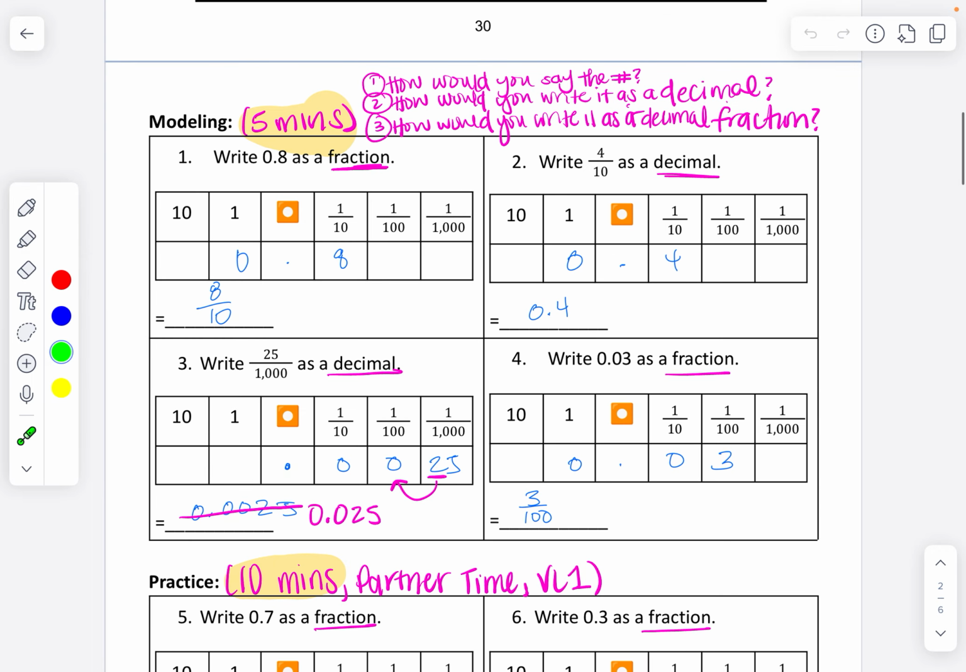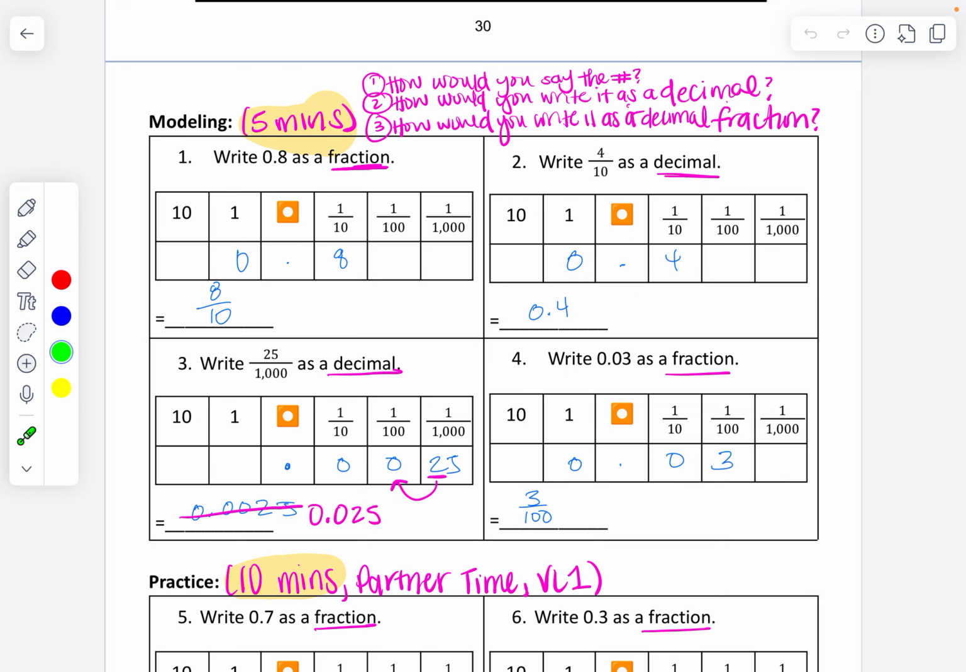From there, you're going to take about 5 minutes to model questions 1 through 4. You are either going to be given a decimal or a fraction and then have to translate that to one another. So in question 1, you're starting with a decimal and then you have to translate it to a fraction. Question 2, you're starting with a fraction and then you have to translate it to a decimal. So make sure kiddos are paying attention to that, so that they're not getting the task confused. But before they even get to finally translate one to the other, they are going to have to place it in the place value chart.